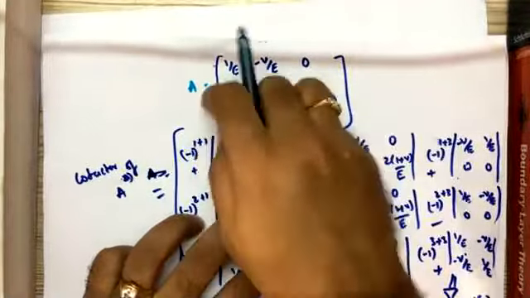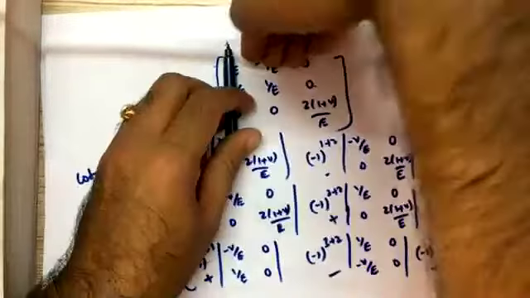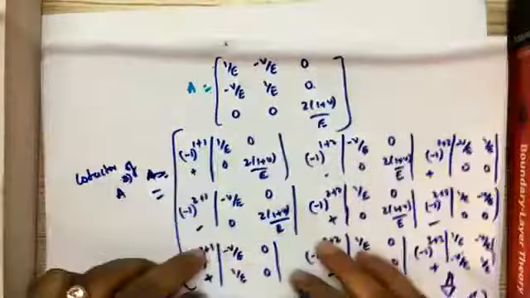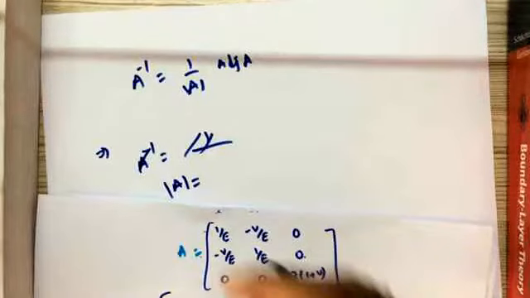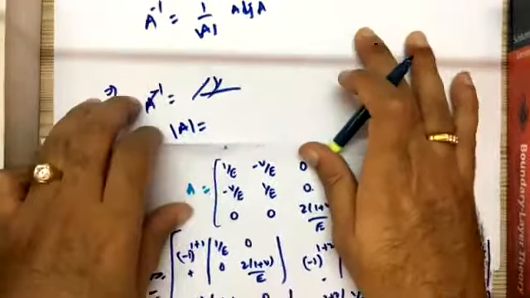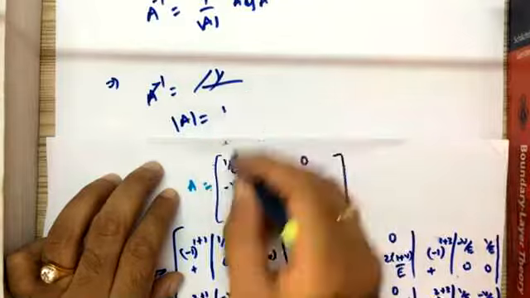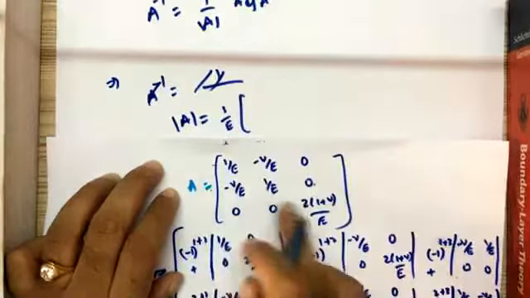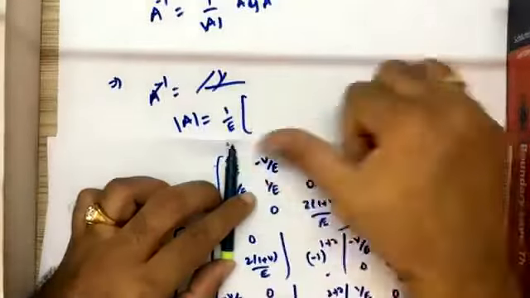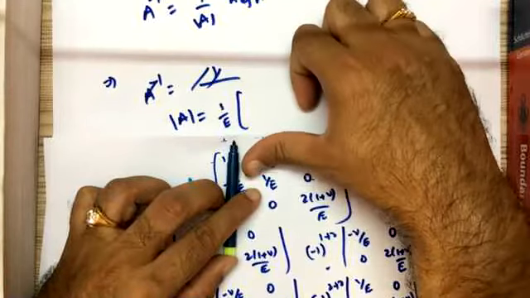1 by E into, eliminate that particular row and column, and you take the det of it. 1 by E, 0, 0, 2 into 1 plus nu by E. So what it becomes? So det A is equal to, first element 1 by E into, you eliminate this particular row and column. You take the det of that 2 by 2. 1 by E, 0, 0, 2 into 1 plus nu by E.